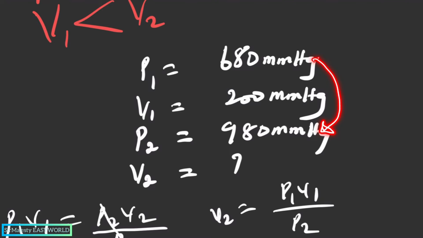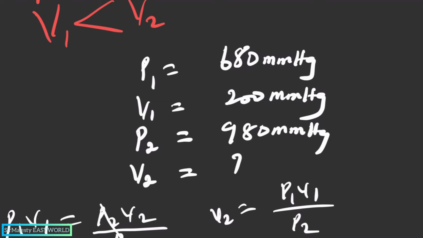And when there is an increase in the pressure, it automatically means that the volume will decrease. So moving from here to here shows a decrease, meaning that 680 millimeter mercury was increased to 980. Therefore, V2 must be less than 200, because the law says that if pressure increases, volume will decrease. So V2 must be less than 200.